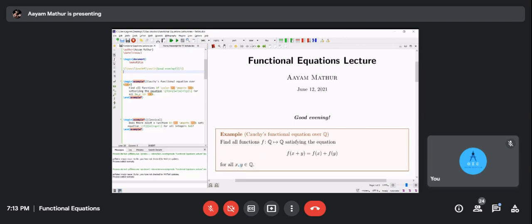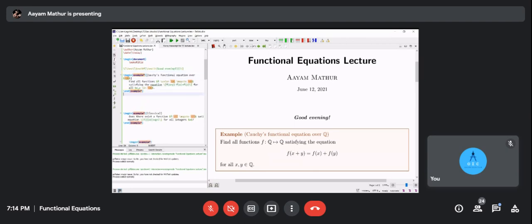Okay, I guess that's enough theory for us to get started now. And naturally, our first function equation. Yeah, let's get started with the examples.